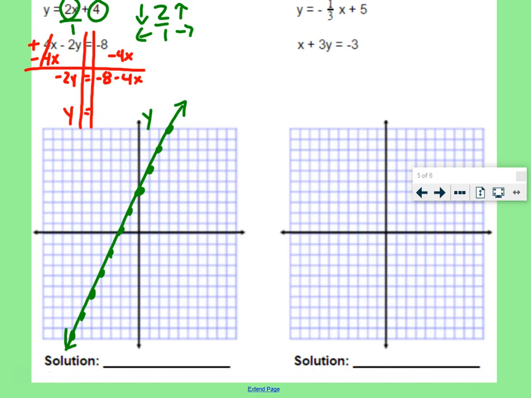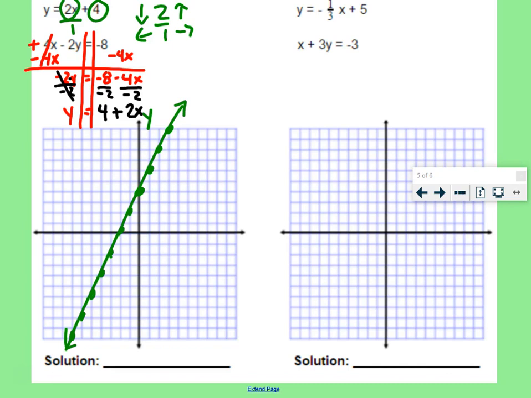And lastly, we need to get y all by itself, so we want to undo that times by negative 2 with a divide by negative 2. Y equals negative 8 divided by negative 2 is 4. Negative 4 divided by negative 2 is positive 2x. So our equation is y equals 4 plus 2x.